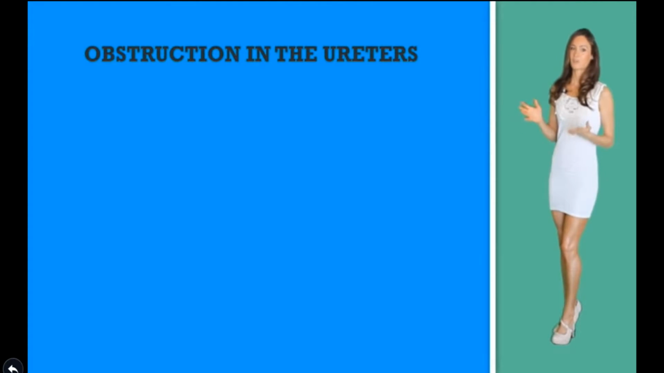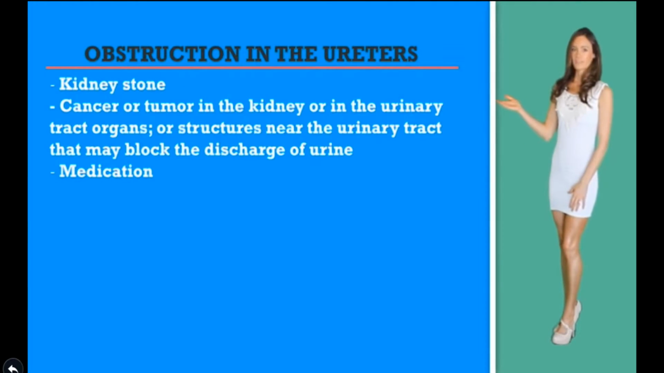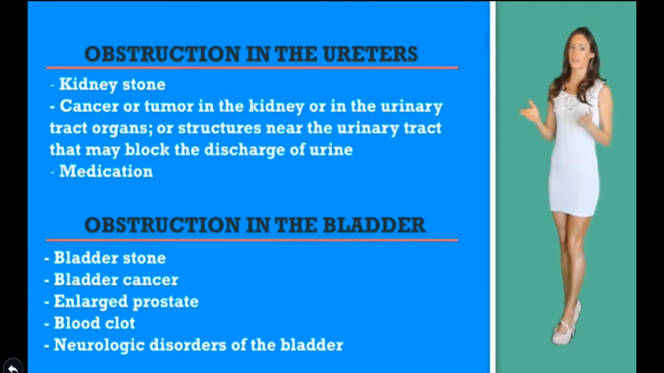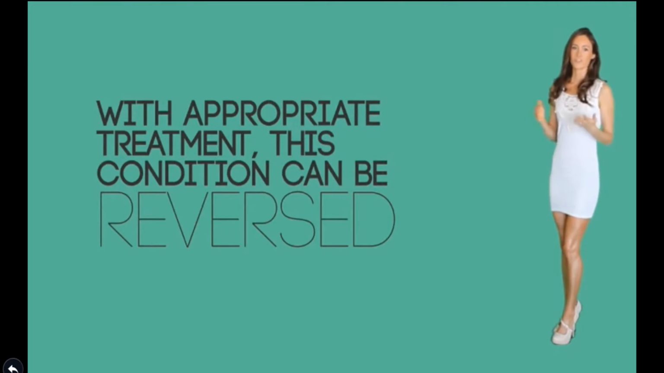Obstruction in the ureters can be caused by a kidney stone, cancer or tumor in the kidney or in the urinary tract organs, or structures near the urinary tract that may block the discharge of urine, and also some medications. Obstruction in the bladder can be caused by bladder stone, bladder cancer, enlarged prostate, blood clot, and finally a neurologic disorder of the bladder, which leaves it unable to contract. With appropriate treatment, the condition can be reversed. However, if the blockage persists for too long, it can damage the renal tissues and cells.